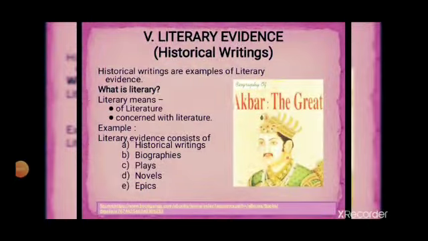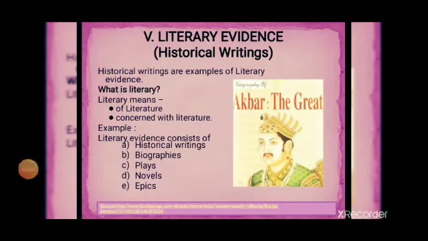So children, in this part we will see the last evidence, which is called literary evidence, also called historical writings. Historical writings are the examples of literary evidences. And what is literary? Literary means of literature, concerned with literature. For example, literary evidences consist of historical writings, biographies, plays, novels, epics.